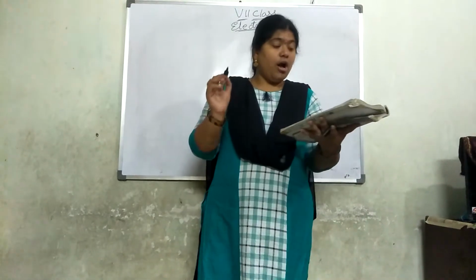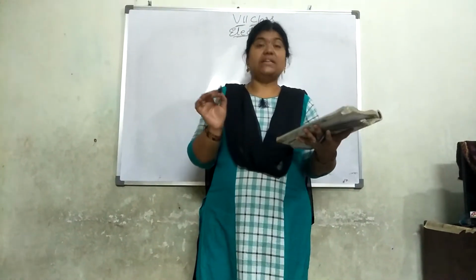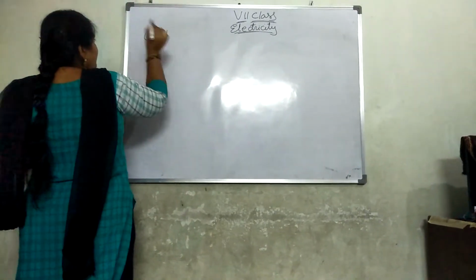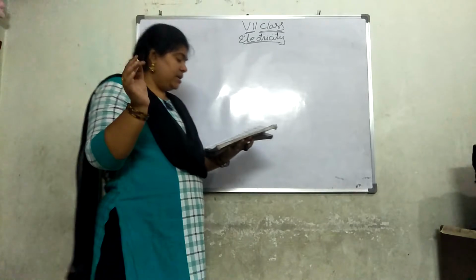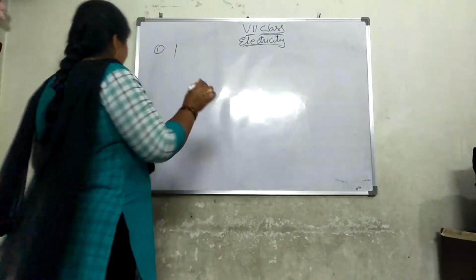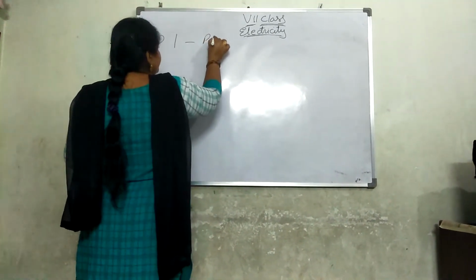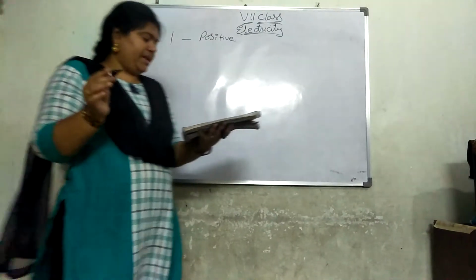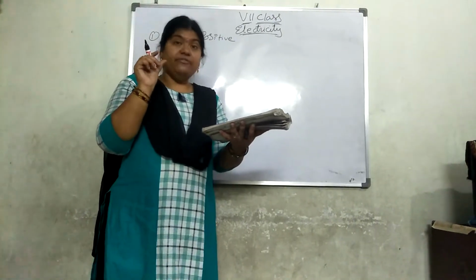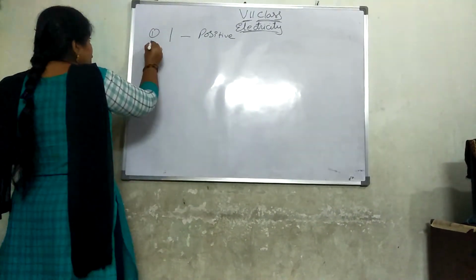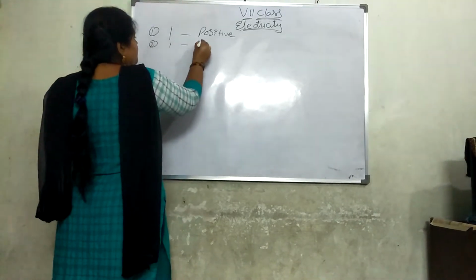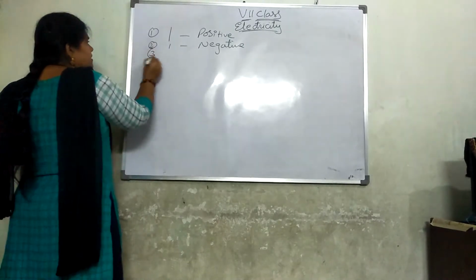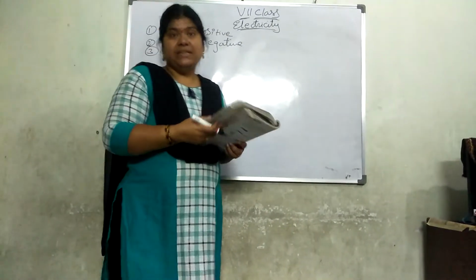The first one: the longer line in the symbol for a cell represents dash terminal. The first one is the longer line of the symbol for a cell. What will it represent? It will represent positive terminal. Next, the smaller line in the symbol for a cell represents a dash terminal. The second one, the small line, represents a negative terminal. The first one represents a positive terminal, the second one represents a negative terminal.